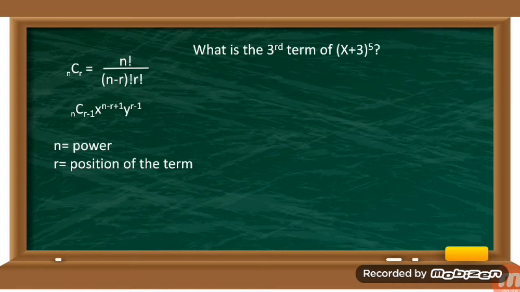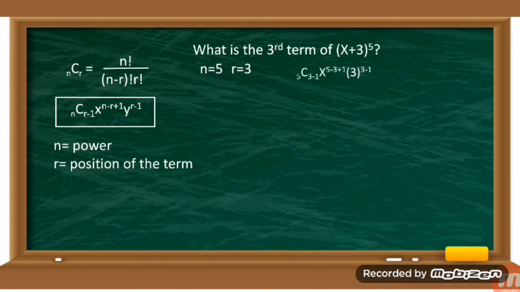So, magbibigay na tayo ng given. So, ano muna ang n natin? Ang n natin is 5 since raised to 5 siya. Ang r naman natin is 3 since yung third term yung hinahanap natin. Ang una natin gagamitin na formula is ito. Thus, isa-substitute na natin yung mga given dito sa formula na to. And the result is 5C(3 minus 1) times x raised to 5 minus 3 plus 1 times 3 raised to 3 minus 1. Then, isi-simplify natin yung equation na to. And the simplified equation will be 5C2 x cubed times 3 raised to 2.